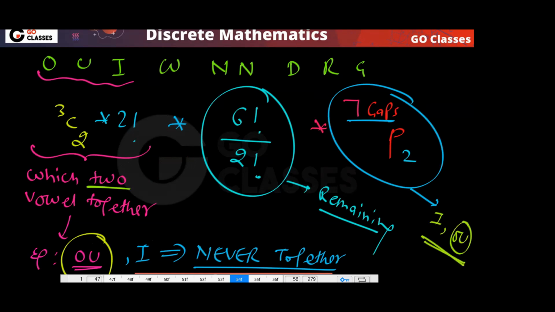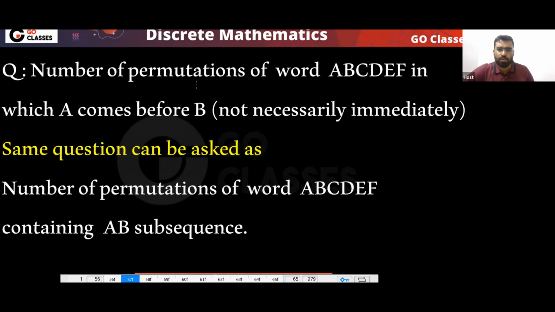Is this clear? Is this point clear to everyone? So this is the answer. Okay, next. What is the number of permutations of the word A, B, C, D, E, F in which A comes before B? Not necessarily immediately.